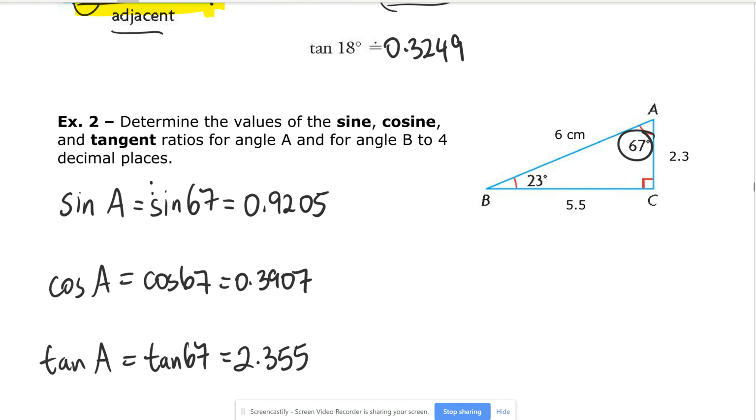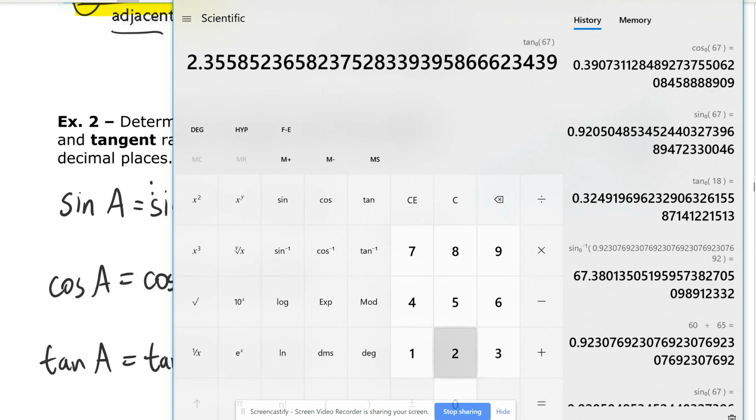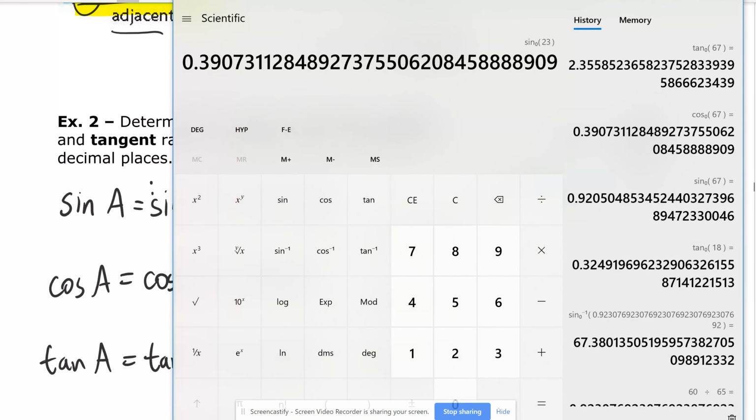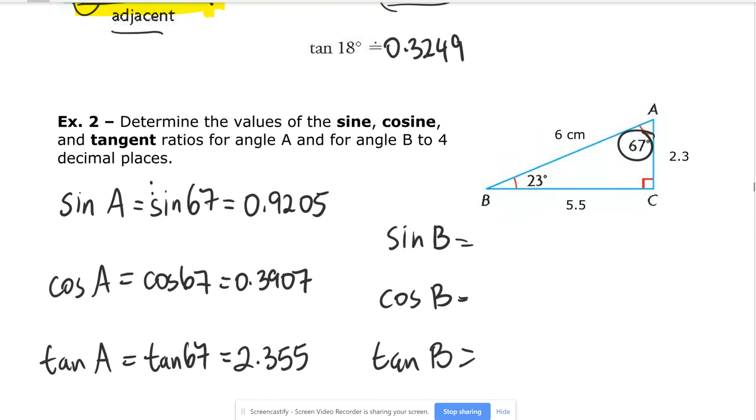Okay, now I challenge you guys, pause the video, you do the B. Calculate sine of B, cosine of B, and tangent of B. What are they? Okay, so hopefully you had an opportunity to do that. So sine of angle B is 0.3907.